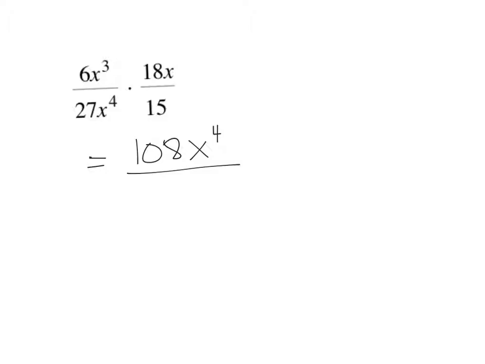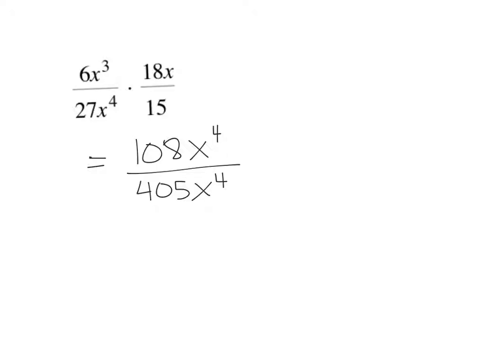And on the bottom, I have 27 times 15 is 405. And it's also x to the 4. So those x to the 4s are going to end up canceling off. You can either cancel them or you can think of it as dividing by x to the power 4. But what we really have to come up with now is the largest number that goes into both 108 and 405.